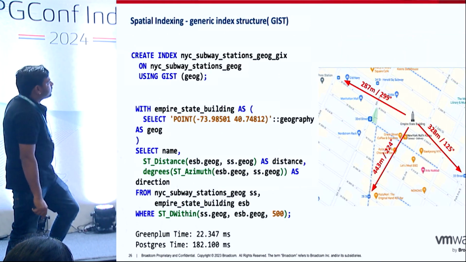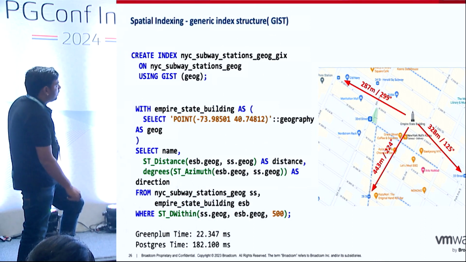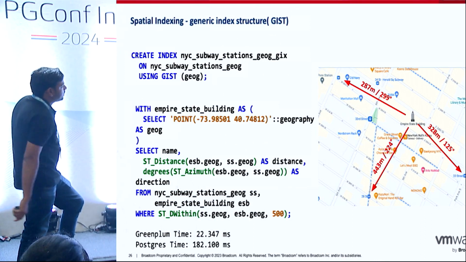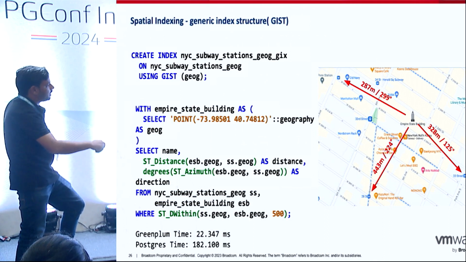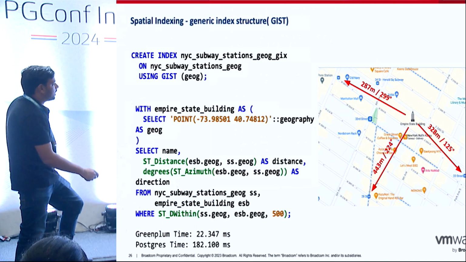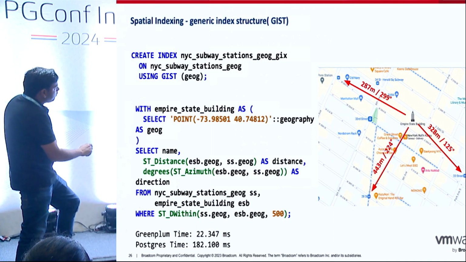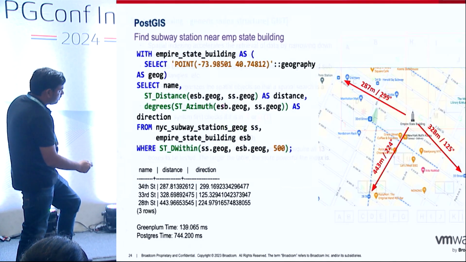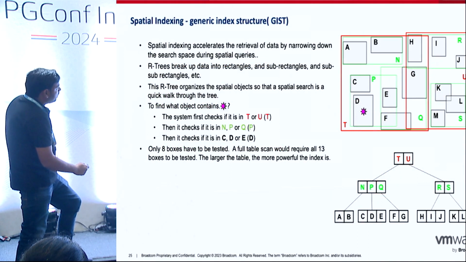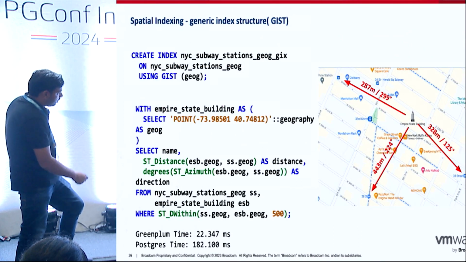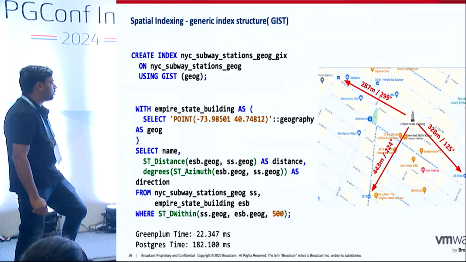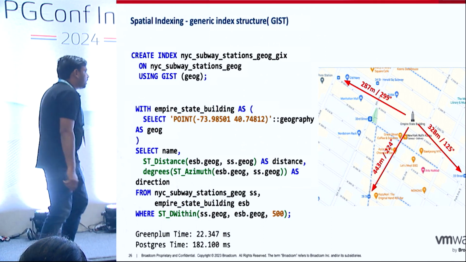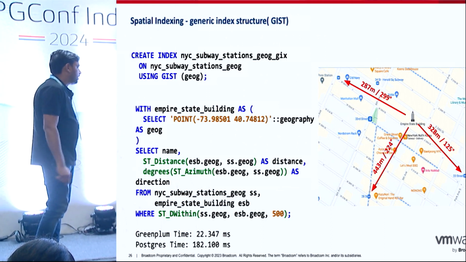Now I have created an index on the NYC subway station data. Here we are running the same query to find the nearest metro station to the Empire State Building. Earlier it took around 139 milliseconds on Greenplum and around 744 milliseconds on PostGIS. Now after indexing, it took around 22 milliseconds on the Greenplum architecture, and on PostGIS around 122 milliseconds. So by indexing, you can get faster results.